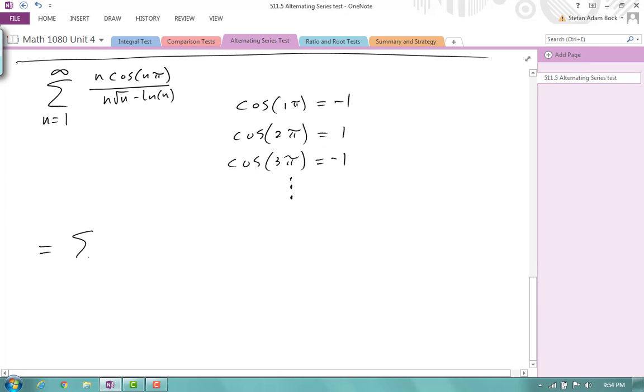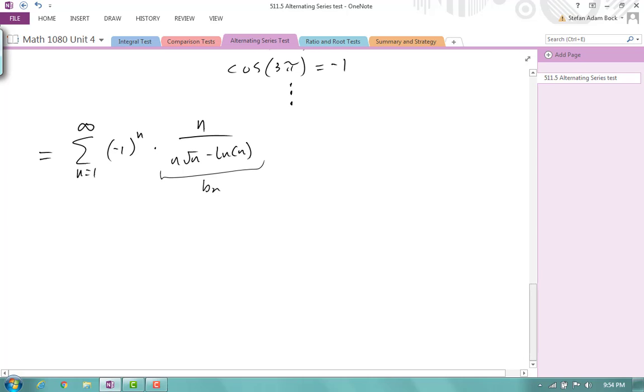So I could rewrite this series as the sum from n equals 1 to infinity of -1 to the n, because when n equals 1, I got -1, and when n was even, I got +1, times n over n root n minus natural log of n. So this right here would be my b sub n. But the problem I have is I need to know whether or not this is decreasing and whether or not the limit goes to 0 as n goes to infinity, because these are my two conditions.